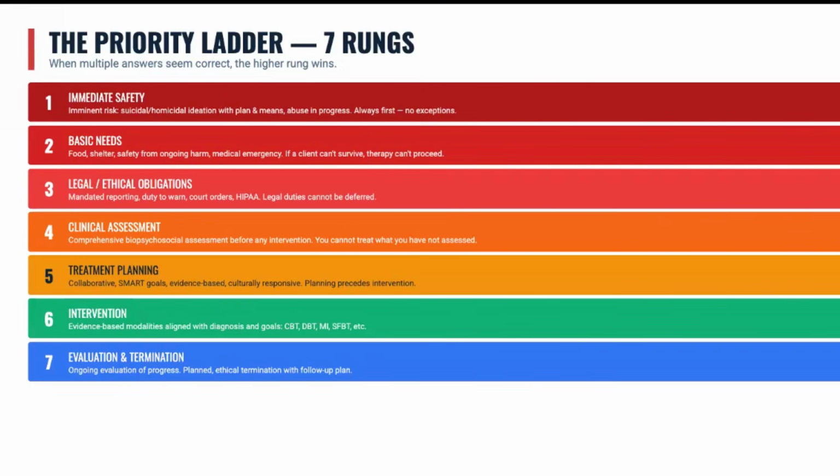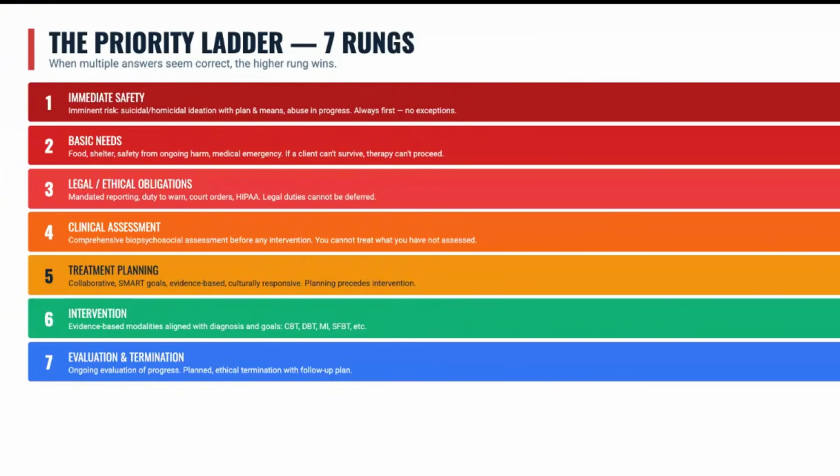When you use the priority ladder, this is when you have those test questions and everything just looks right. You're just sitting there at the screen like, there's no way they're asking me this question. I have no idea what to do because they all look amazing. This is what you would do. You use the priority ladder. The first one is immediate safety: imminent risk, suicide, ideation, plan, means, abuse in progress. Always first, no exception. We're not making any exceptions here whatsoever.